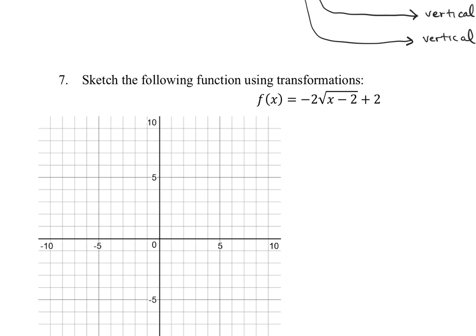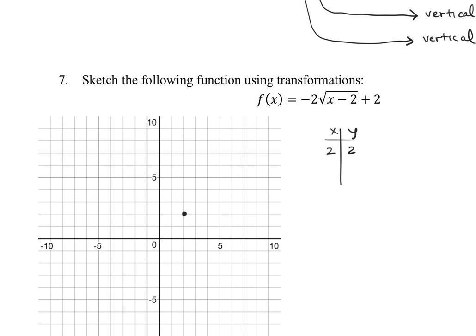So first place to start is where's the beginning point. Instead of 0, 0, it's 2 units to the right and 2 units up. So there's our starting point. And then we're going to have a vertical reflection and a vertical stretch. So what I'd recommend doing is making a table of values. We already know that there's a point at 2, 2.